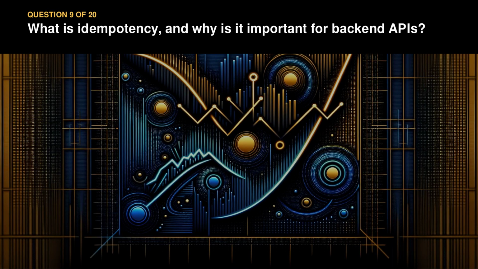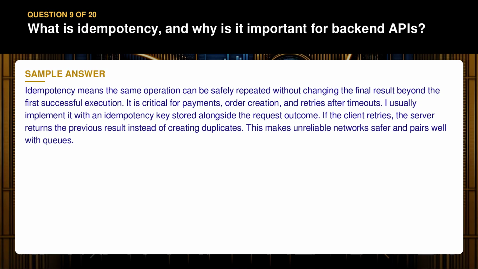Question 9. What is idempotency, and why is it important for backend APIs? Idempotency means the same operation can be safely repeated without changing the final result beyond the first successful execution. It is critical for payments, order creation, and retries after timeouts.